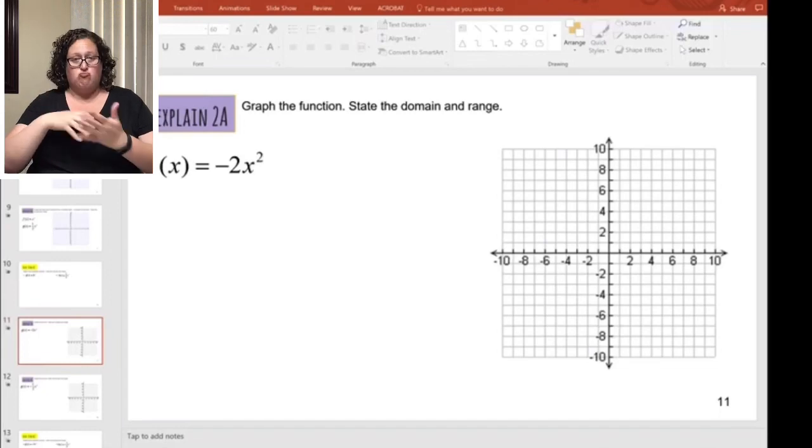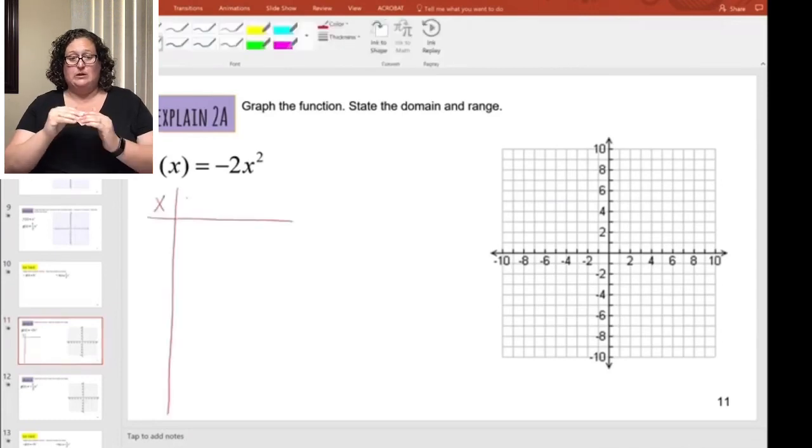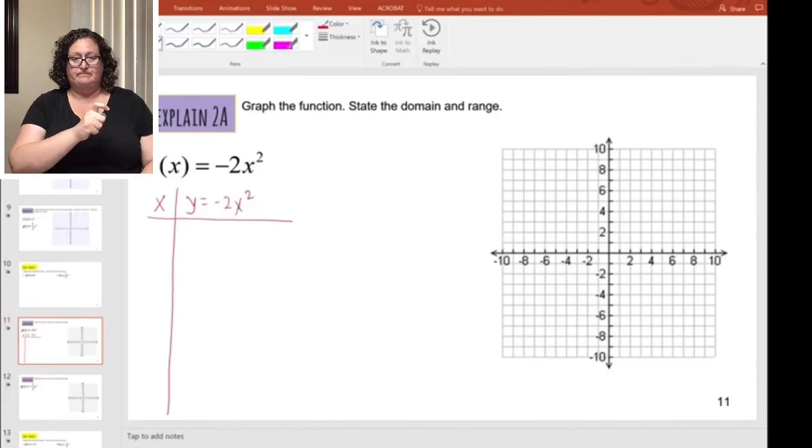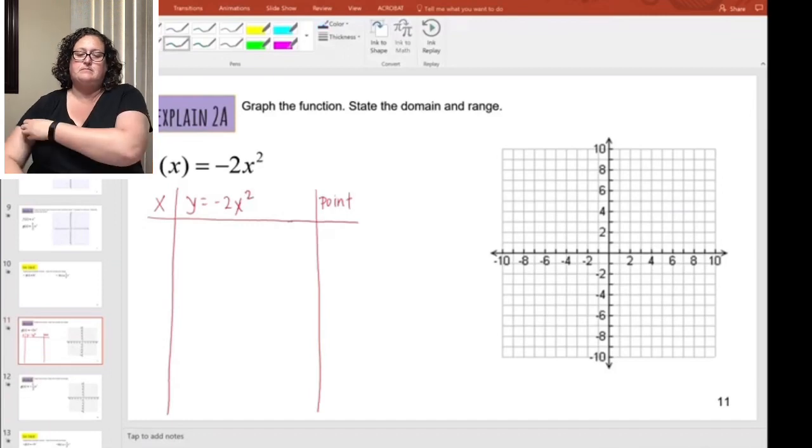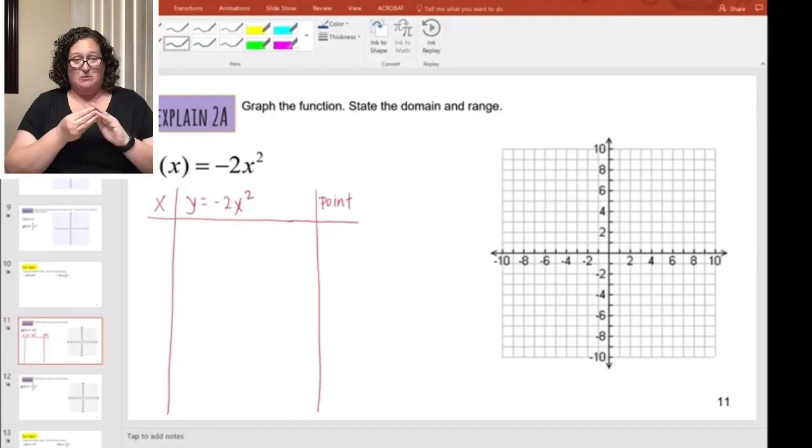We have g of x equals negative 2x squared. I want to start the problem by making a table. y equals negative 2x squared. And I want to include my third column because that's where I'm going to write out my points. For my x values, I want to use negative 2, negative 1, 0, 1, 2.